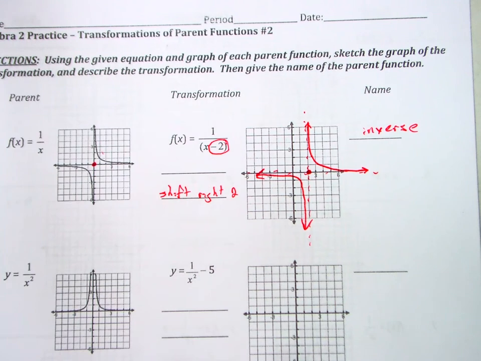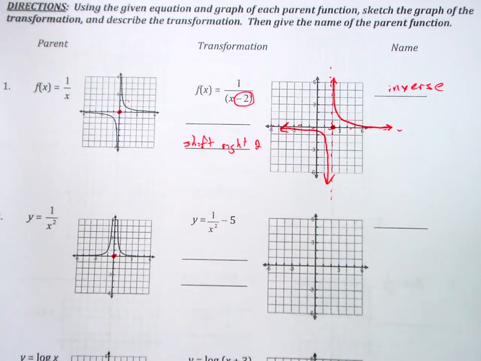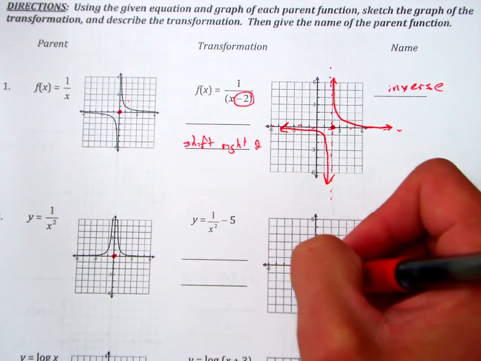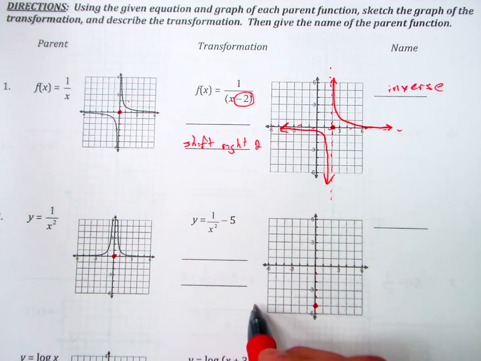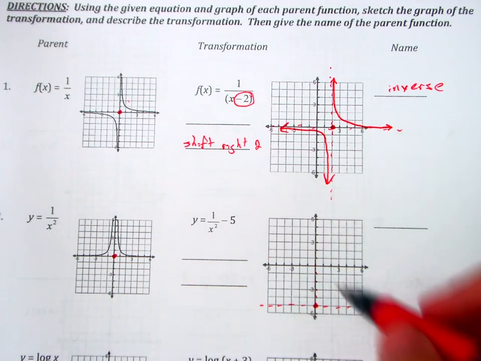So again, here's my significant point right here at 0, 0 for this function. I'm going to shift that point down 5. 1, 2, 3, 4, 5. Right there. Now it's the exact same point. Notice this never crossed the x-axis, so this new function is never going to cross negative 5. It's going to look something like this.